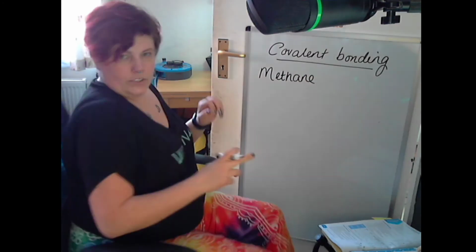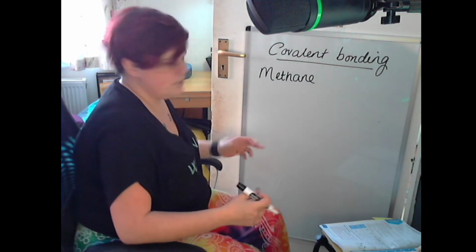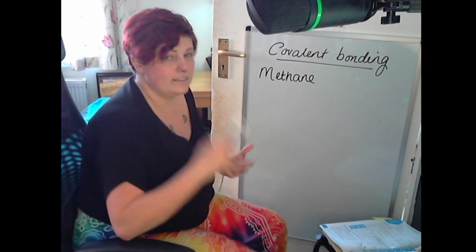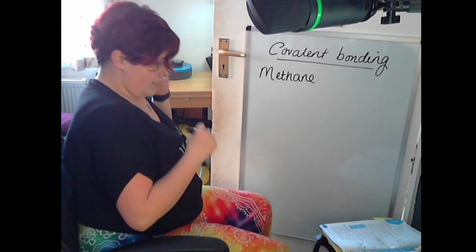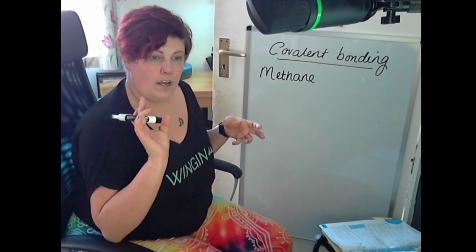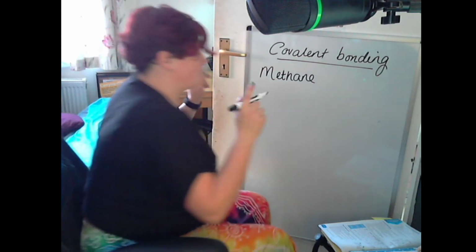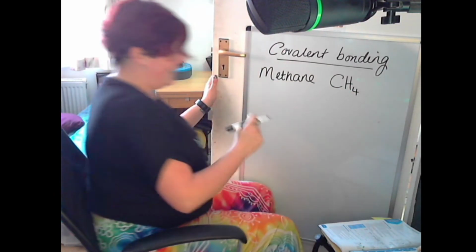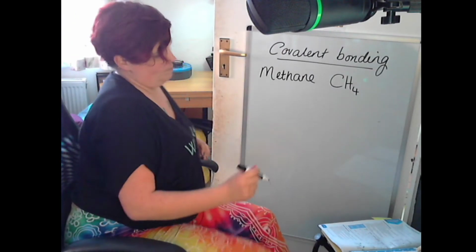Okay, so for any of you that are quite familiar with your hydrocarbons, methane is an alkane, it's only got single bonds. Meth means it only has 1 carbon. And if you remember, carbon forms 4 bonds. So the formula for methane is CH4, 1 carbon atom, 4 hydrogens.